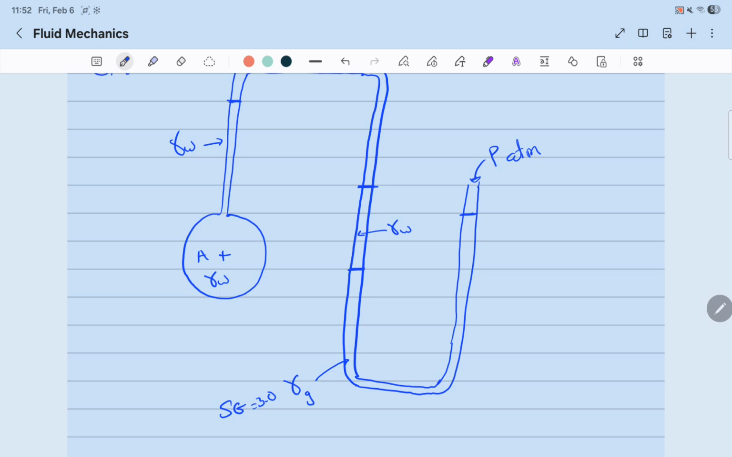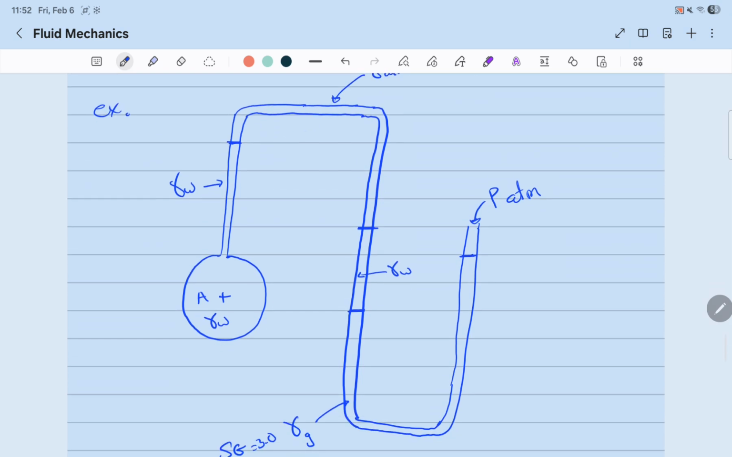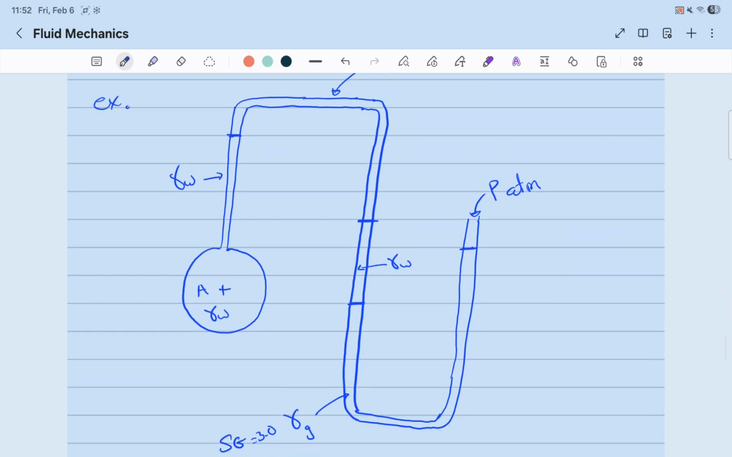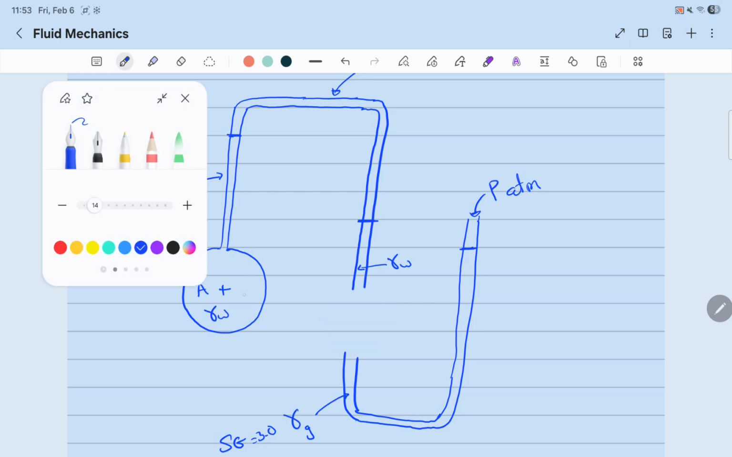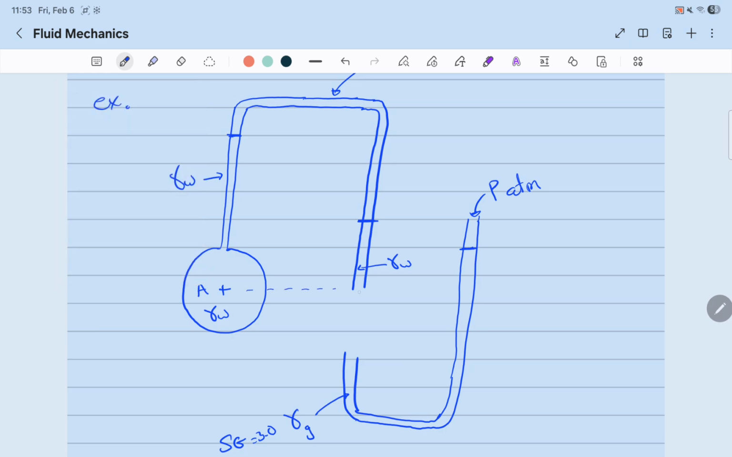Now, how do we go about solving this example? Before we start solving, we need to look at the heights. So this is the center line. Sorry, let me do a quick correction here. The water ends here, and the new fluid starts from this point here.